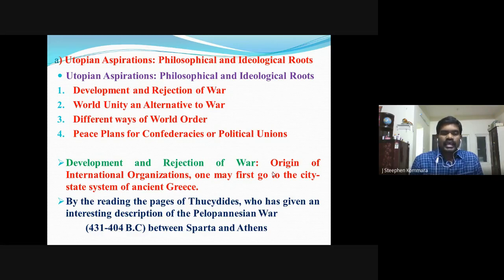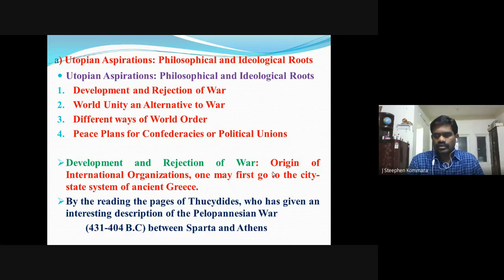The Peloponnesian War took place from 431 to 404 BC between two city states, Sparta and Athens. It was an ancient Greek war, a league led by Athens against a Peloponnesian league led by Sparta.